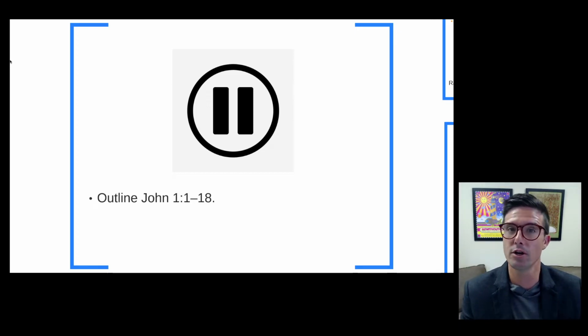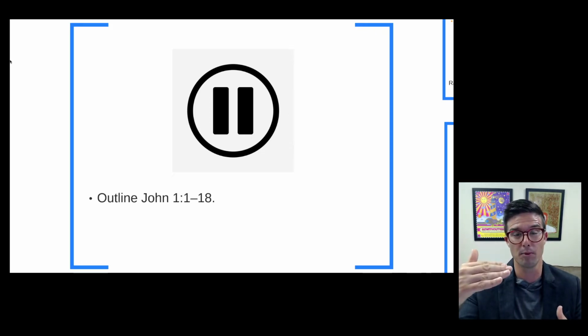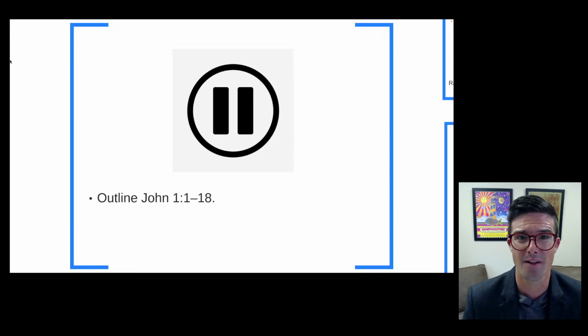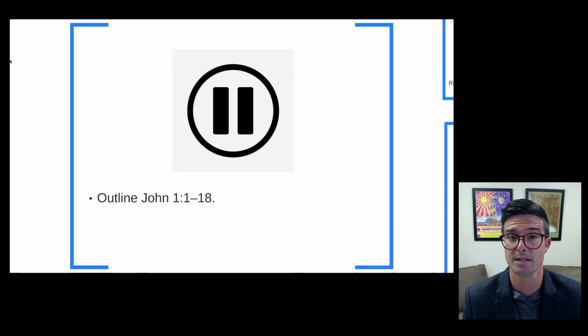Pause the video, turn to John 1, 1 through 18, or print out John 1, 1 through 18, and write up an outline. Remember, I suggest doing a two-level outline where you don't have a subpoint unless you have a second subpoint. So you always have at least two items as our method for outlining. This will probably take you a little while, maybe 10 to 15 minutes, to create an outline that we'll use in this video, and we'll compare to two other ways that the prologue has been structured.